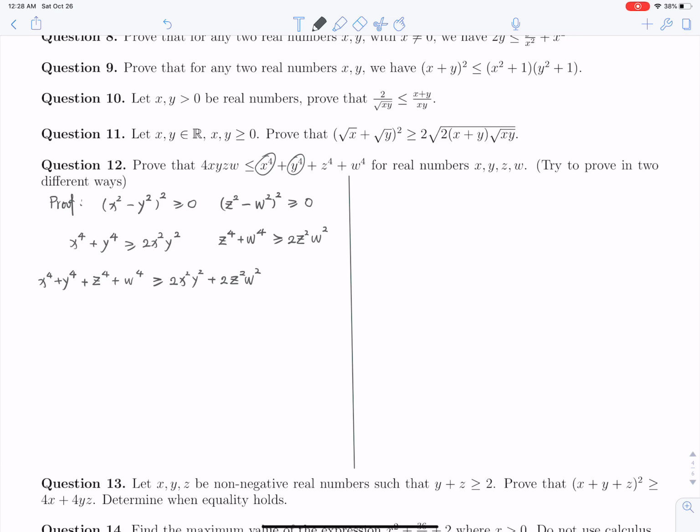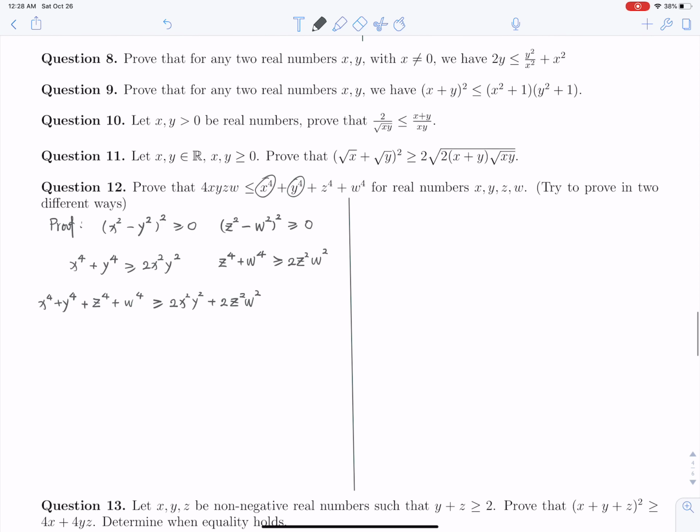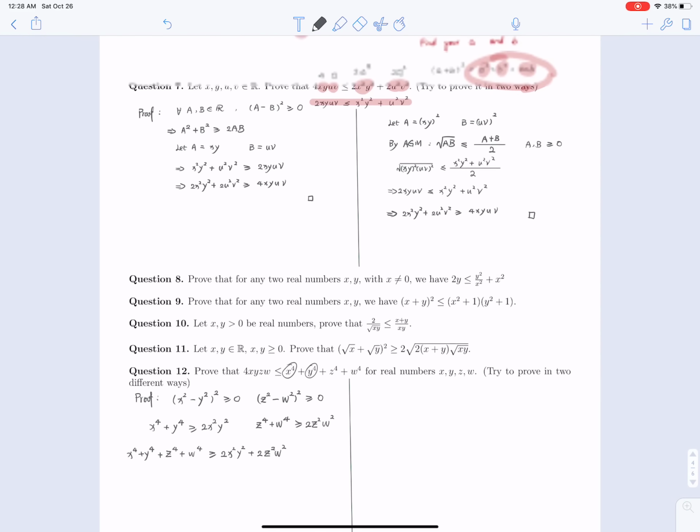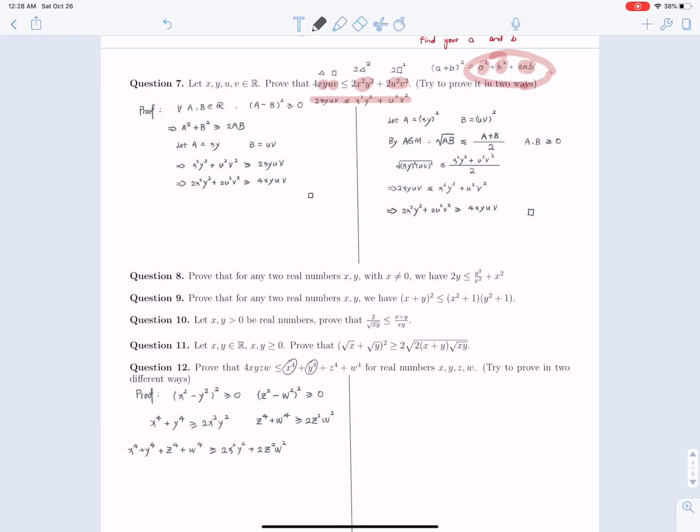Now you might say, oh, what do I do now? Do we get stuck here? No, you don't, because look at what we just proved. Look at question 7. What did we prove? We proved that this whole thing is greater than or equal to 4xyzw. Okay? By question 7.